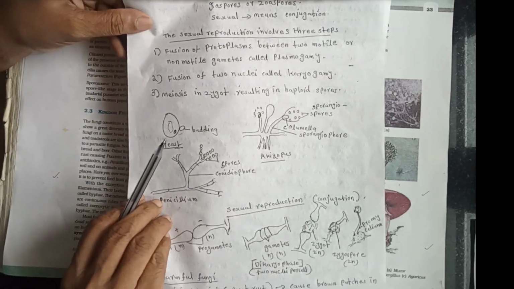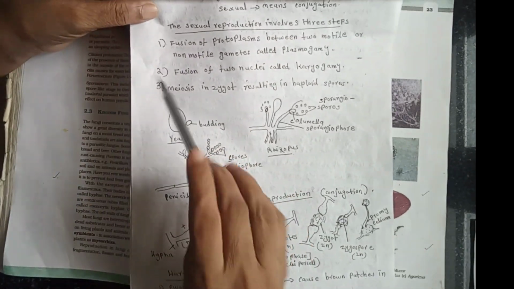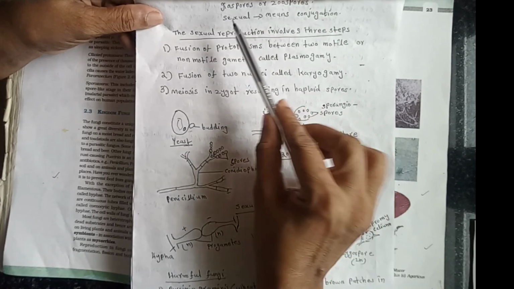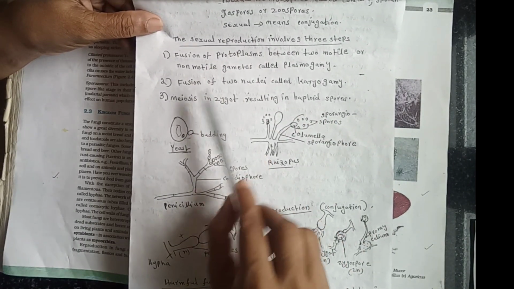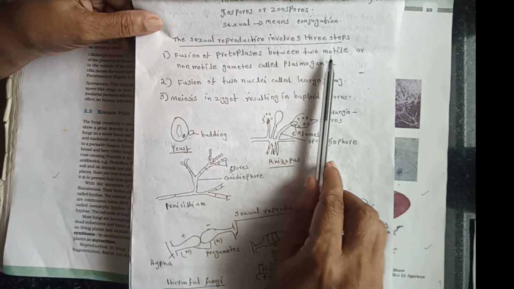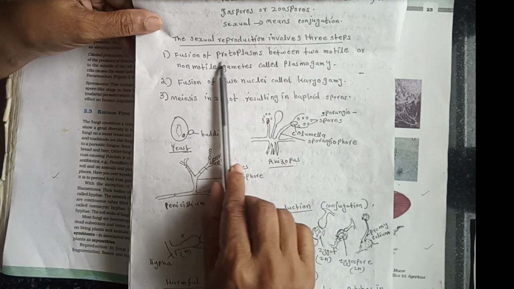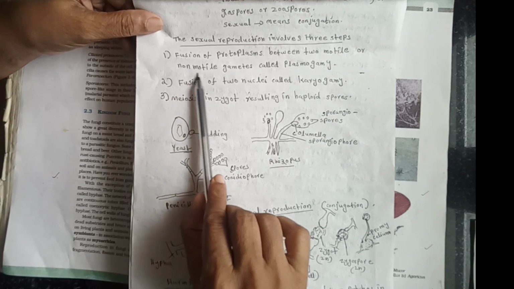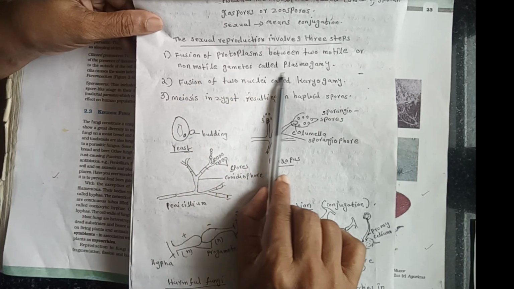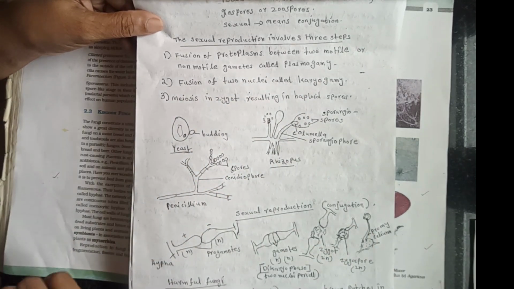The sexual reproduction involves 3 steps. First, fusion of protoplasms between 2 motile or non-motile gametes, called plasmogamy.